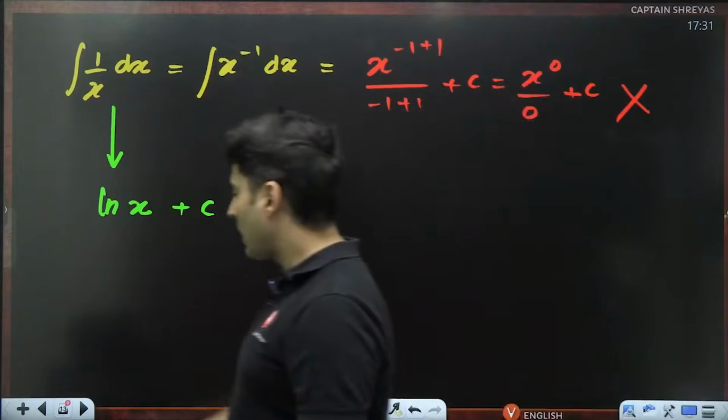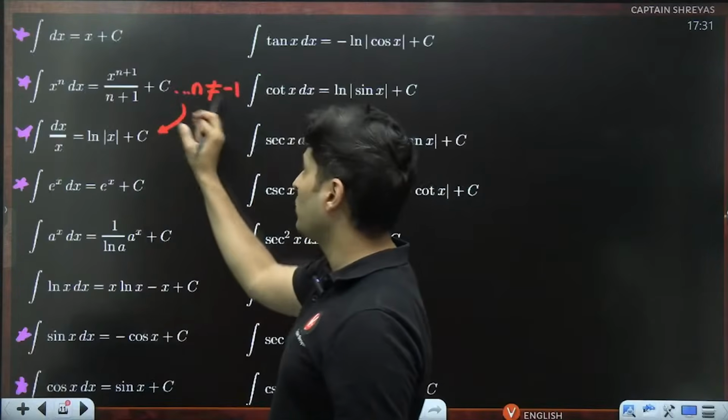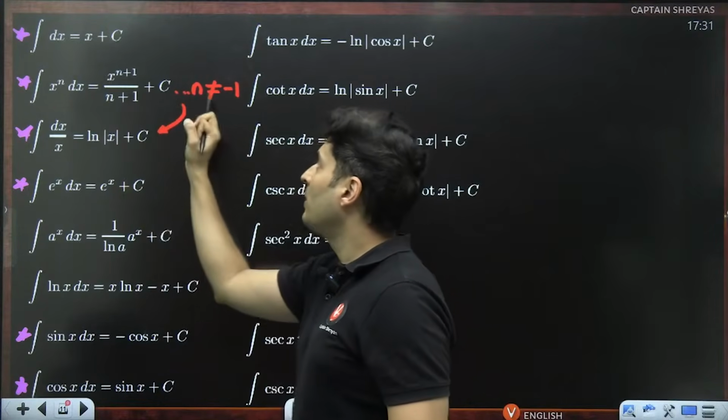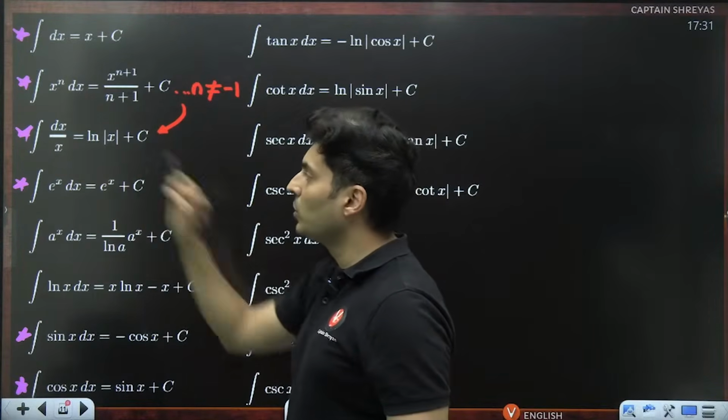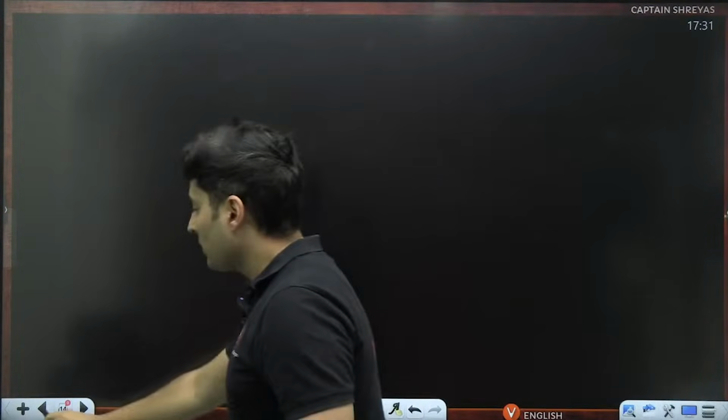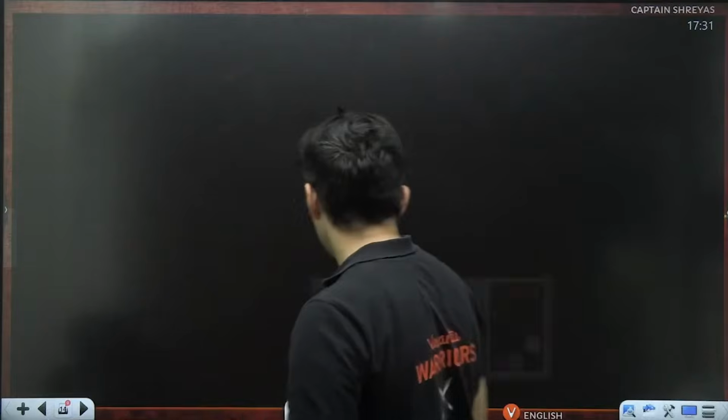Is that clear? Everybody with me? That's why I put this note over here. n should not be minus 1 for using this formula. But if n is minus 1, then you go to this formula. Okay, perfect. Great. Let's move to the next question coming up on your screen.